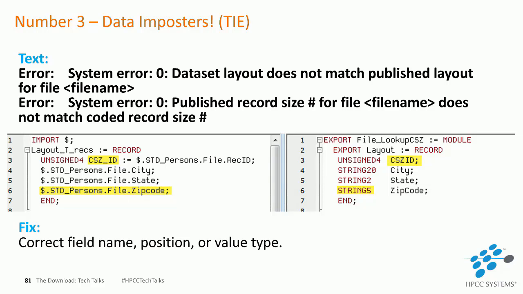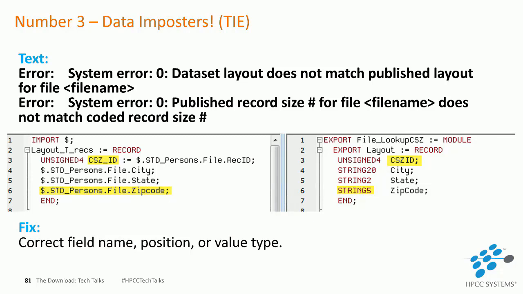The other error, of course, this one's simple. The zip code field on the left was actually an unsigned 3, and the developer forgot, and he put a string 5 in there for the zip code. And this one's really self-explanatory. It'll say published record size 31 for file, blah, blah, does not match the coded record size 29. So that size error is a little easier to decipher than the one in the top, dataset layout. Also, if you change the position of the field, that's going to cause a dataset layout error as well. So be mindful. Be mindful.